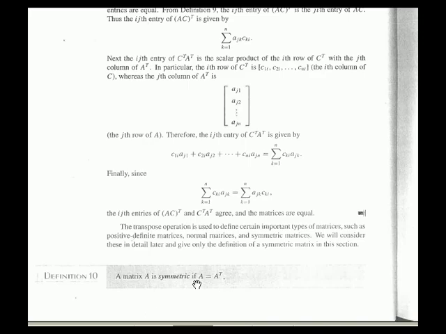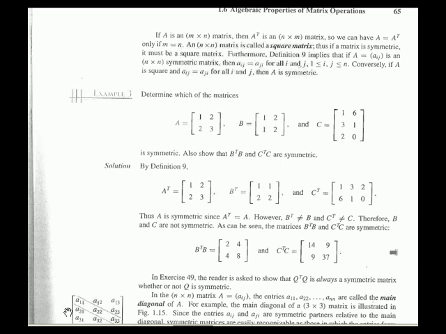And A is called symmetric if A is equal to its transpose. So to be symmetric, it's got to be square, because when you take the transpose, it has to be square for it to even be the right size. And the elements have to be reflected along the diagonal. For example, here's a symmetric matrix because those two elements are equal. When you take the transpose, it doesn't change, whereas this one, those two elements are not equal, so take the transpose, they're not the same, so B is not symmetric.